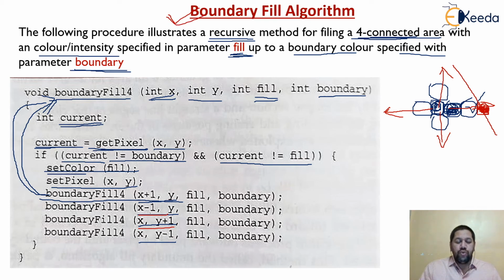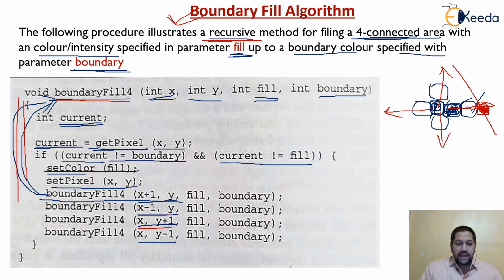It is also known as the seed fill algorithm, and it is also known as the boundary fill algorithm. Whatever we have shown is called a recursive procedure, a recursive method for filling the polygon with the given color.